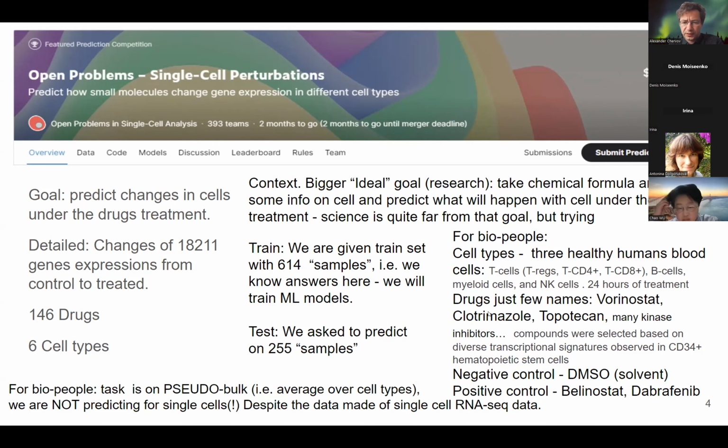Okay. So the organizers have some comments. This compound was selected based on the diverse transcriptional signatures observed on this type of cells, whatever it means. Okay, it's clear. If someone has a question, please ask. The main goal is to predict the effect of the drug. I think this is important to understand.